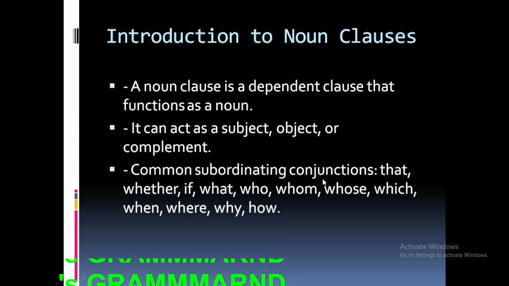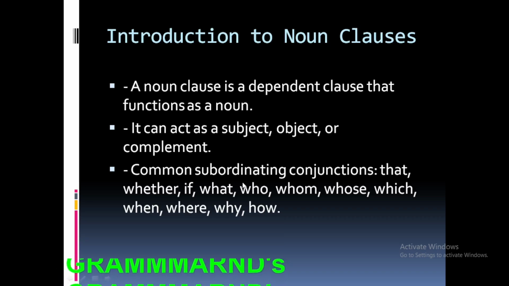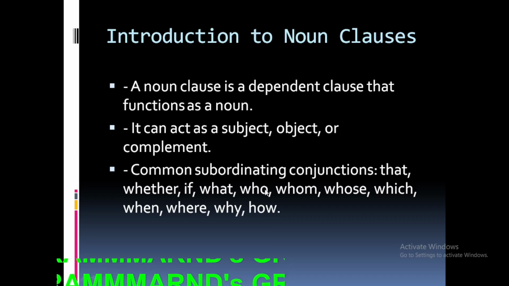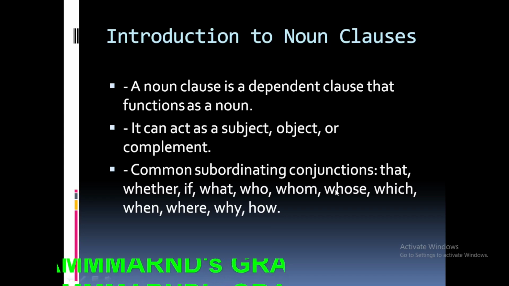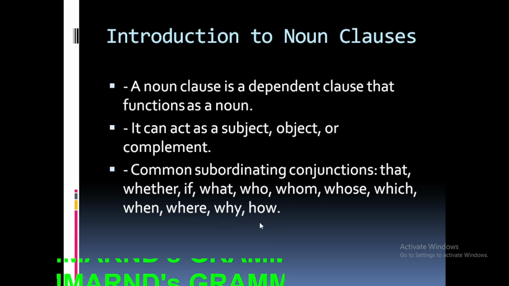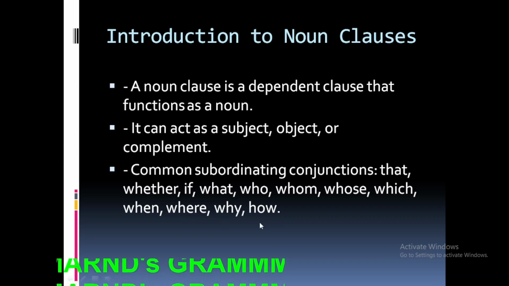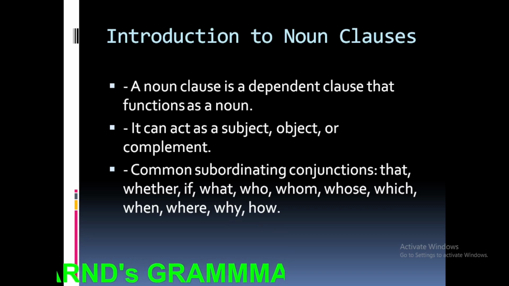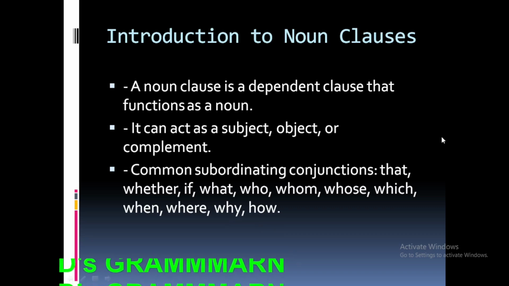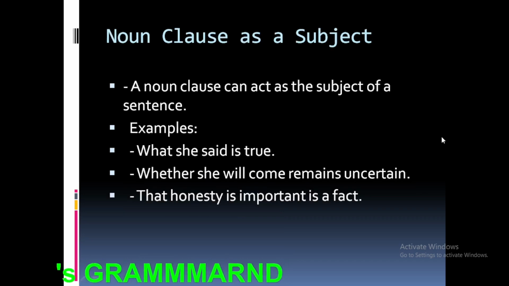Common subordinating conjunctions are that, whether, if, what, who, whom, whose, which, when, where, why, how. So don't be afraid, you have a lot of subordinating conjunctions, but you know them all. So here we go. Noun clauses as subject.